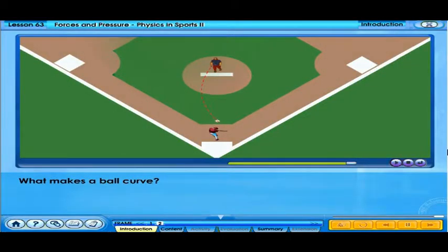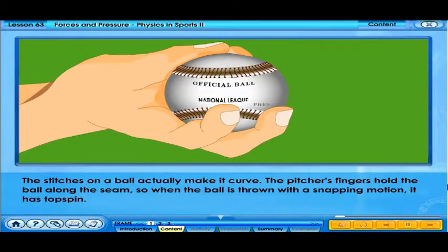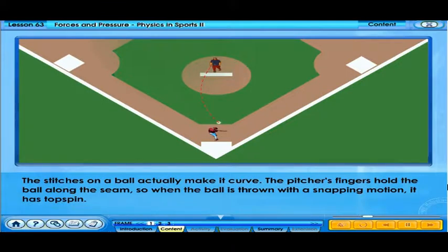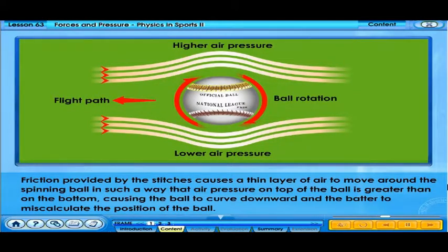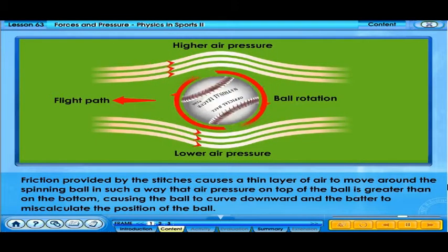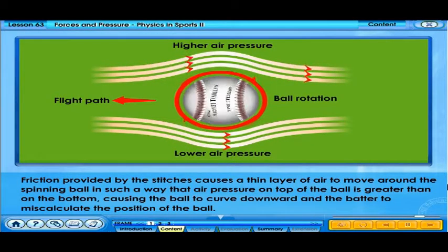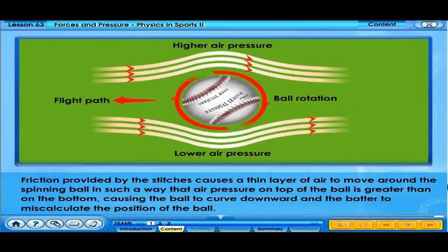What makes a ball curve? The stitches on a ball actually make it curve. The pitcher's fingers hold the ball along the seam, so when the ball is thrown with a snapping motion, it has topspin. Friction provided by the stitches causes a thin layer of air to move around the spinning ball in such a way that air pressure on top of the ball is greater than on the bottom, causing the ball to curve downward and the batter to miscalculate the position of the ball.